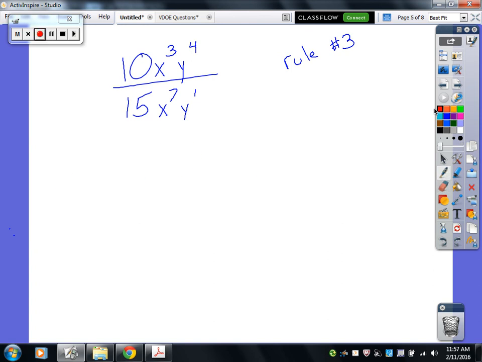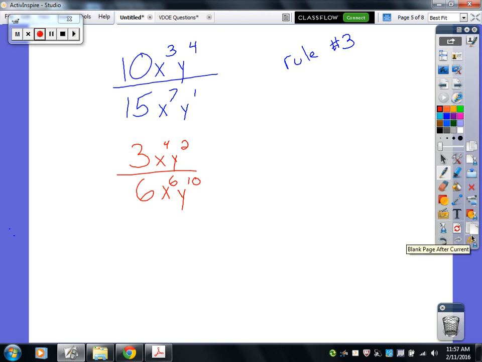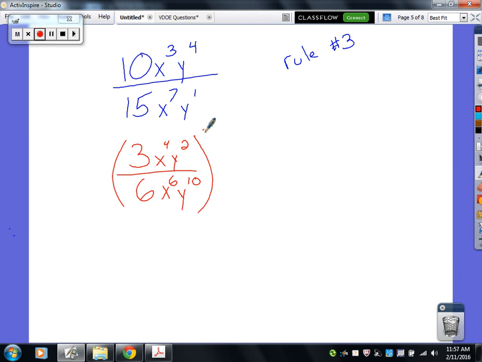Let's say we have 3x to the fourth, y squared over 6, x to the sixth, y to the 10th. Actually, not y to the 10th. That's fine. And let's just do squared. Now, there's a lot for me to do inside here before I even do anything with this exponent of 2.